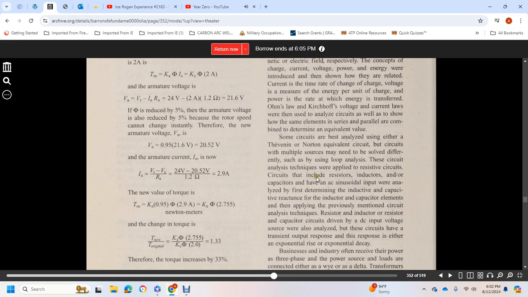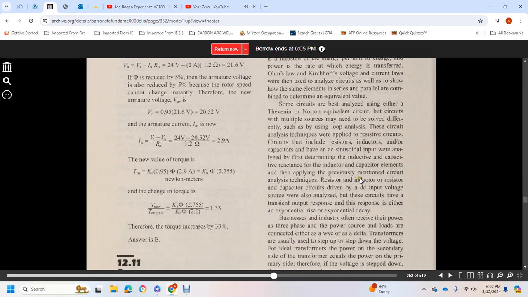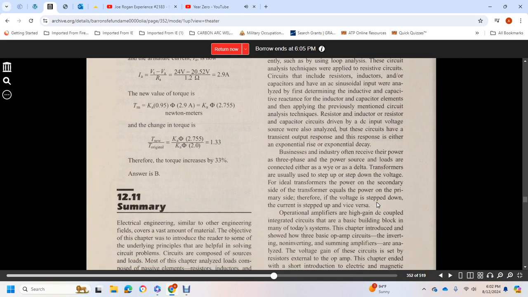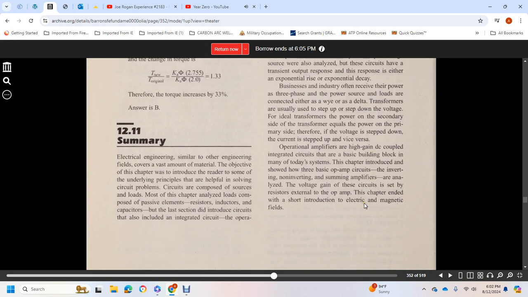The circuit analysis techniques applied to resistive circuits are extended to resistor, inductor, and capacitor circuits with AC sinusoidal inputs. First determine the inductive and capacitive reactance of the inductor and capacitor elements, then apply the previously mentioned circuit analysis techniques. Resistor-inductor and resistor-capacitor circuits driven with DC input voltage sources were analyzed. These circuits have a transient output response, with either exponential rise or exponential decay.